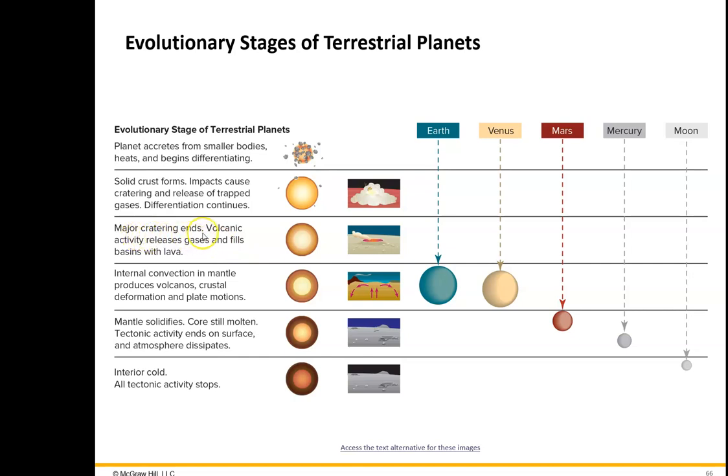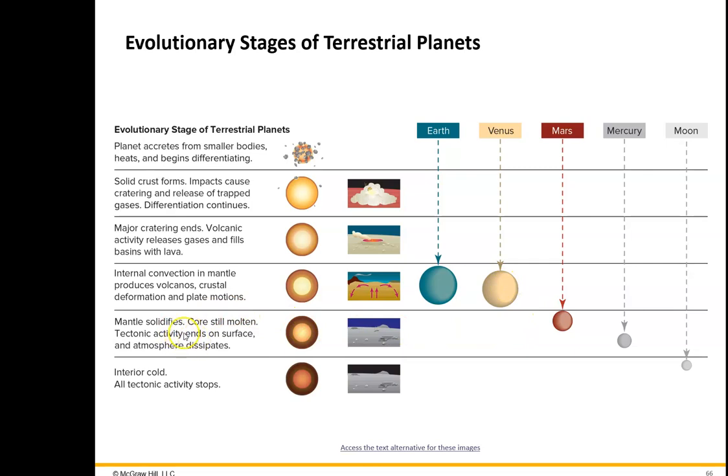Major cratering, and this time is called the late heavy bombardment in the age of the solar system. Volcanic activity releases gases and fills basins with lava. That's of course what happened on the moon with the maria. Internal convection in the mantle produces volcanoes and crustal deformation. So notice that's what was going on with the Earth and with Venus.